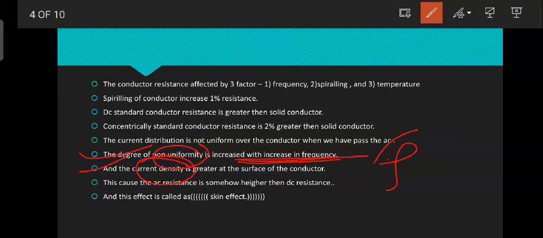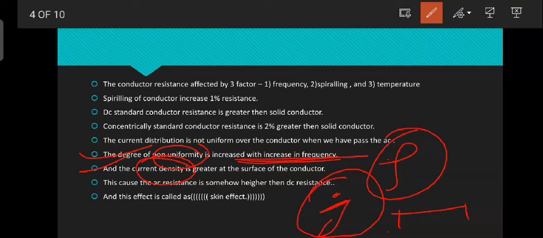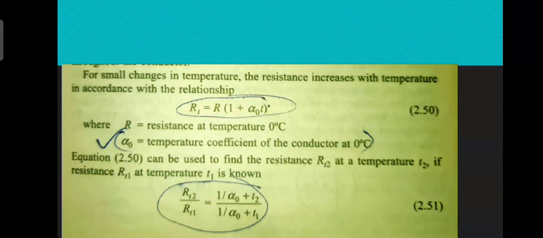The current density, J, is greater at the surface of the conductor. Like this is our conductor, and this is the surface of the conductor. The current density at this point is greater than in the middle portion of the conductor. This causes the AC resistance to be higher than the DC resistance, and this effect is called the skin effect. So let's see what the skin effect is. Before going to the skin effect, let us know the temperature.